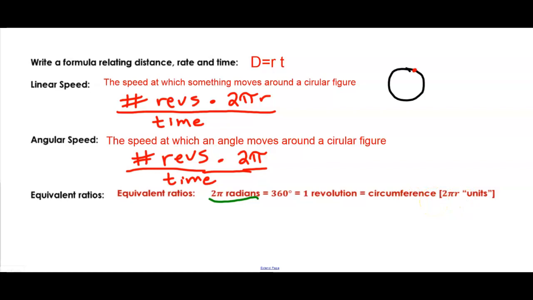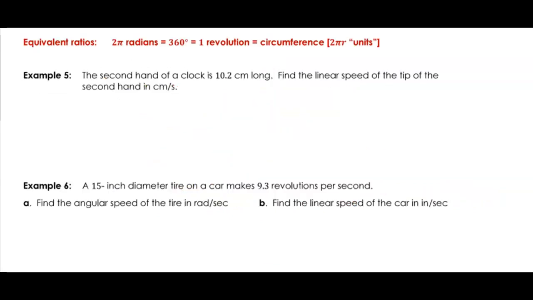Okay, and I think this actually printed on the second page for you, so sorry about that. But okay, let's do a couple examples here. This first one, example 5, says the second hand of a clock is 10.2 centimeters long. You know your clock hands are attached right there at the middle, so whatever the length of the second hand is, that's going to be the radius.